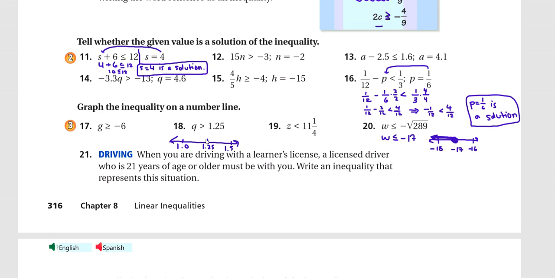So on number 19, if my middle value is 11 and 1/4, well, maybe I'll go up by fourths and make this 11 and 1/2 here, and go down by a fourth and make this just a solid 11 right there. Okay. So you have to finish out those problems, and then the last one you have to do is 21. It says, when you're driving with a learner's license, a licensed driver who is 21 years of age or older, 21 or older, must be with you. So that means greater than or equal to 21. Write an inequality that represents the situation. Well, that's it. Your age must be greater than or equal to 21. Or the age of the person riding with you must be greater than or equal to 21. So that right there is actually the answer.